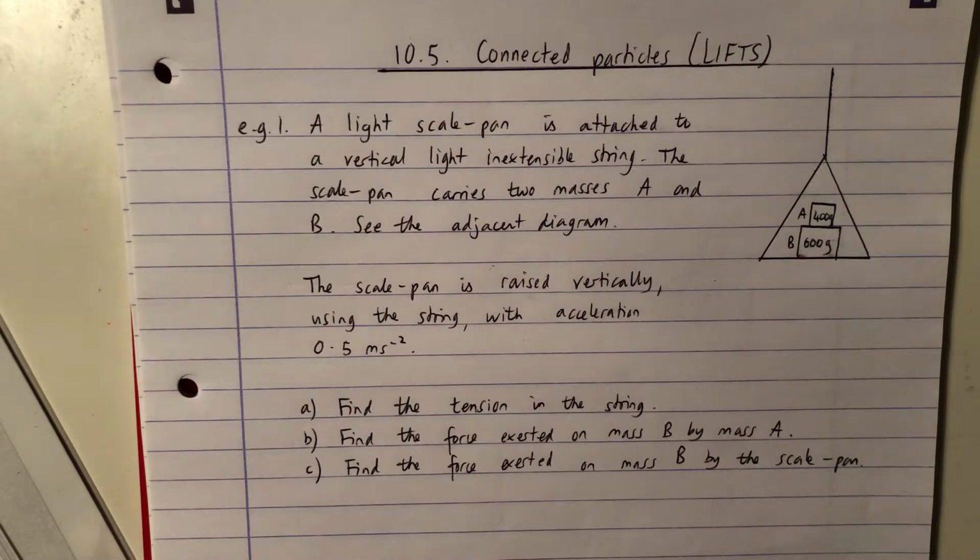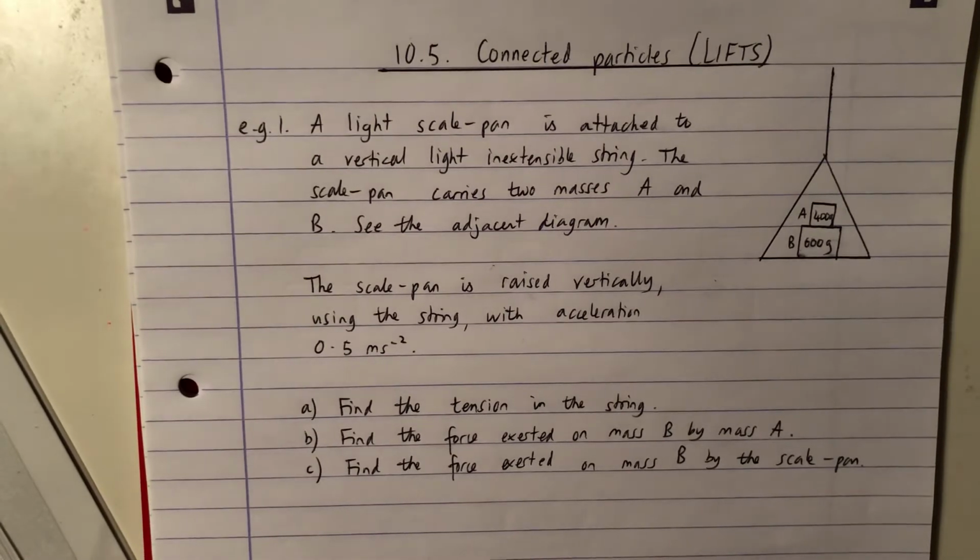So e.g. number 1, we've got a light scale pan attached to a vertical light inextensible string. The scale pan carries two masses A and B, as shown in the diagram. The scale pan is raised vertically using the string with acceleration 0.5 meters per second squared. And we've got to find a few different things: the tension in the string, the force exerted on mass B by mass A, and the force exerted on mass B by the scale pan.